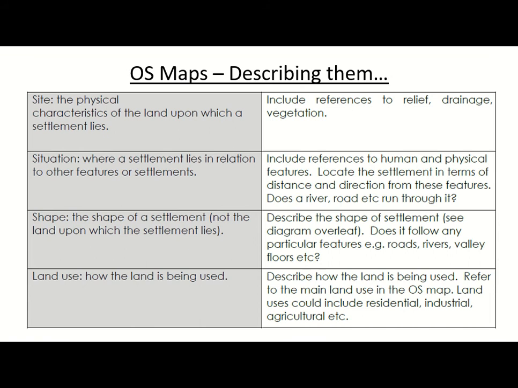And land use, again, that kind of links into the first one, really, about site. How is the land being used? Is there farmland? Is it mainly residential housing? Is it factories? All of that will be visible on an OS map.